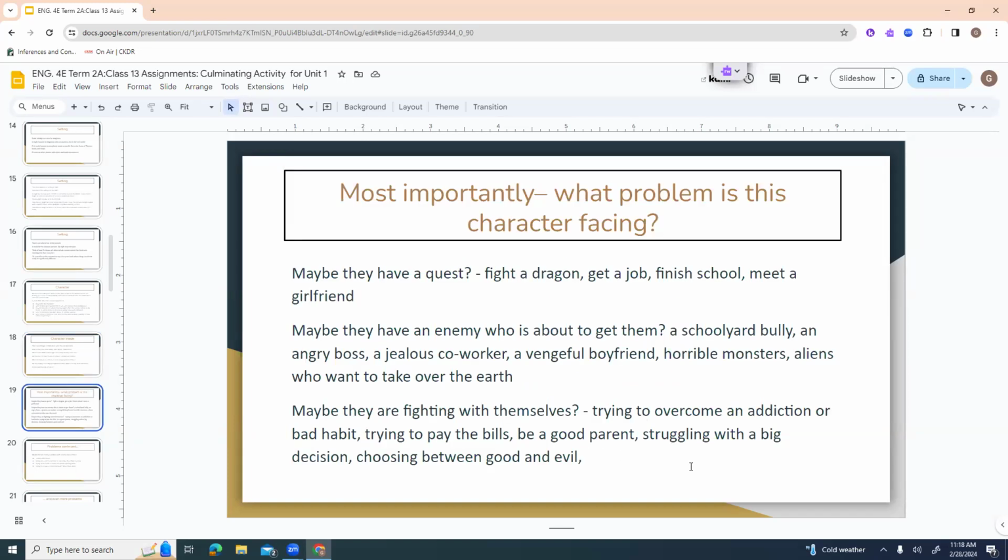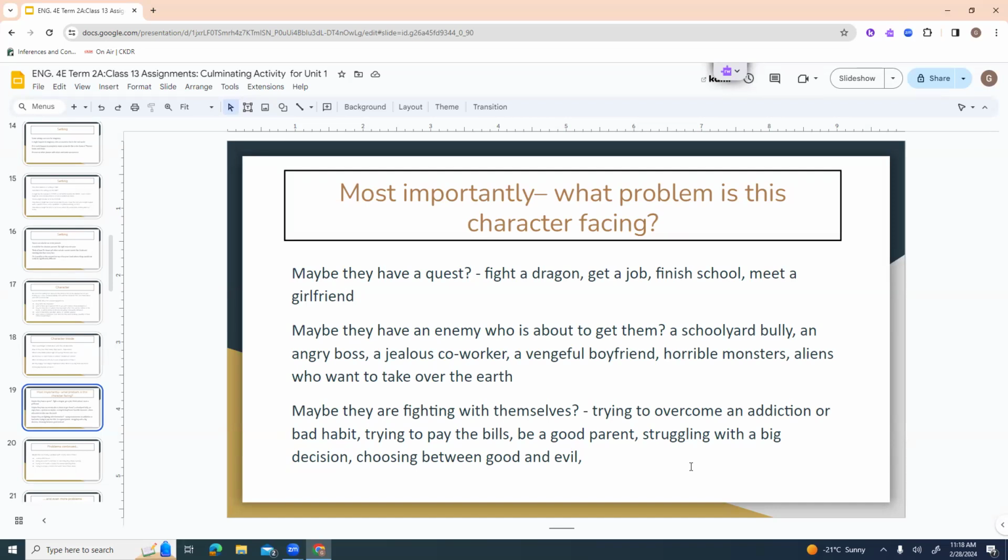Most importantly, what problem is this character facing? Generally, for a story, something has to happen, right? We're not just describing things. Usually, something is occurring. Maybe there's a quest, like fighting a dragon, getting a job, finishing school, meeting a girlfriend. A quest can be very tiny or very big. Maybe they have an enemy who's about to get them, a schoolyard bully, an angry boss, a jealous coworker, a vengeful boyfriend. Could be horrible monsters or aliens who want to take over the world.